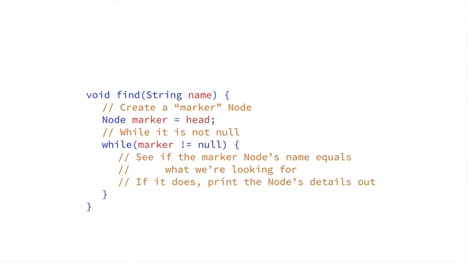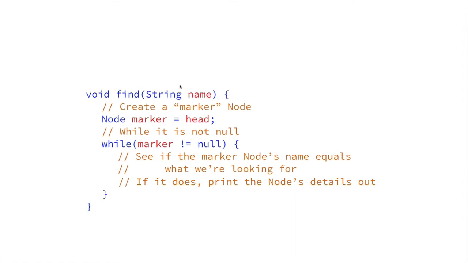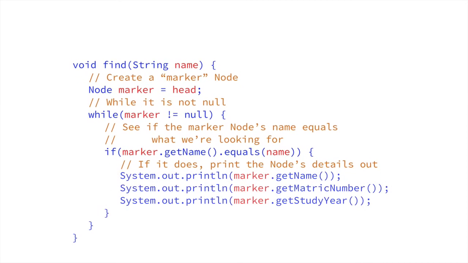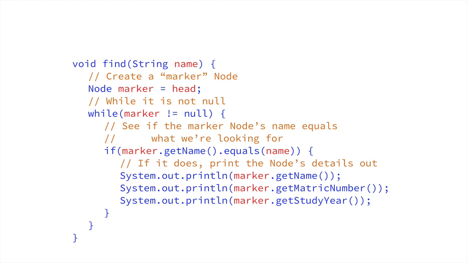So while the marker is not null, we're going to see if the marker node's name equals the name we're looking for, and that we gave our method in here. We do that by comparing the marker's name to the parameter: if marker.getName().equals the name we gave it. Remember, we don't compare strings with 2 equal signs. And then if it does, we just print the node's details out, like so.